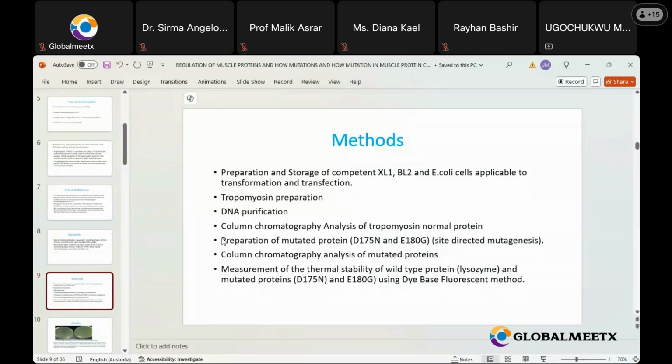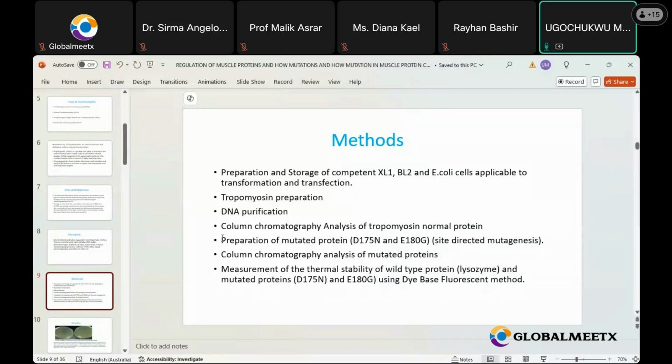The 4 tubes were labeled non-induced and induced D175N proteins and non-induced and induced E180G proteins. Gel electrophoresis was carried out by loading 5 microliters of the ladder on the first well and 10 microliters of each of the protein samples into the subsequent wells to observe the protein band separation of non-induced and induced proteins.